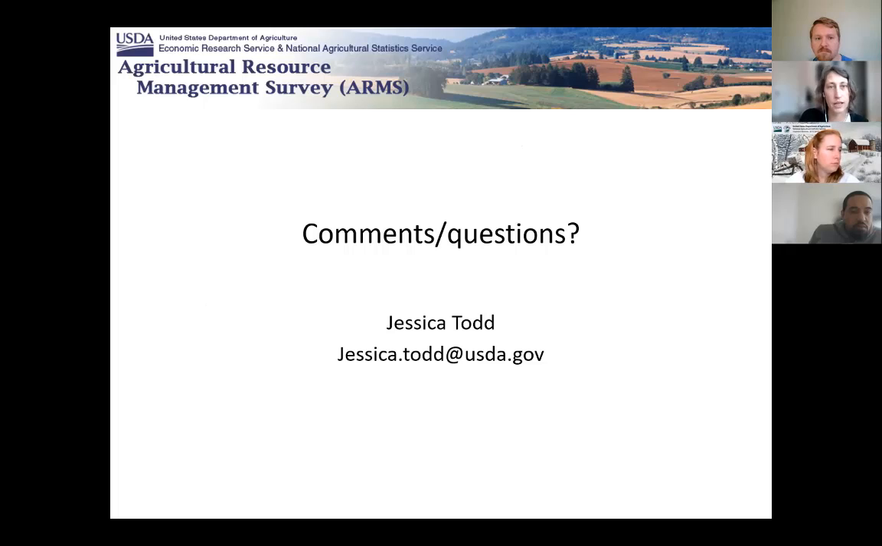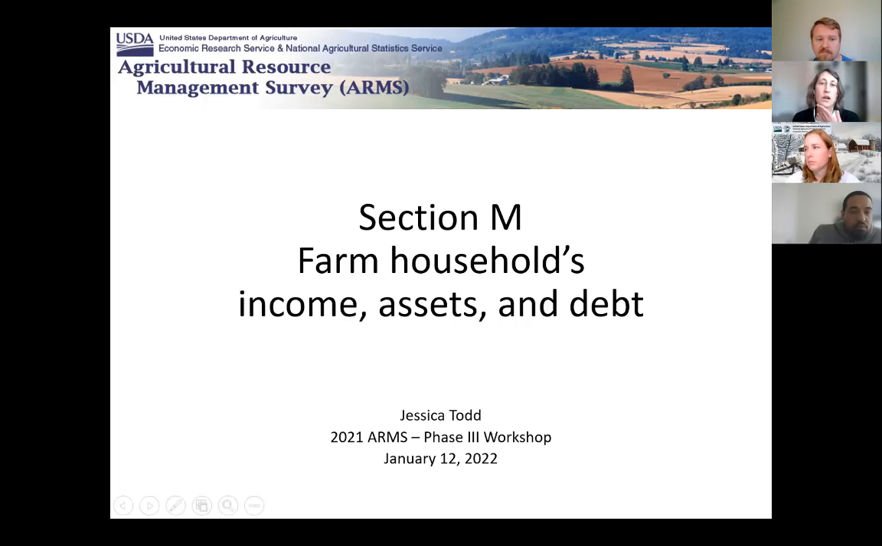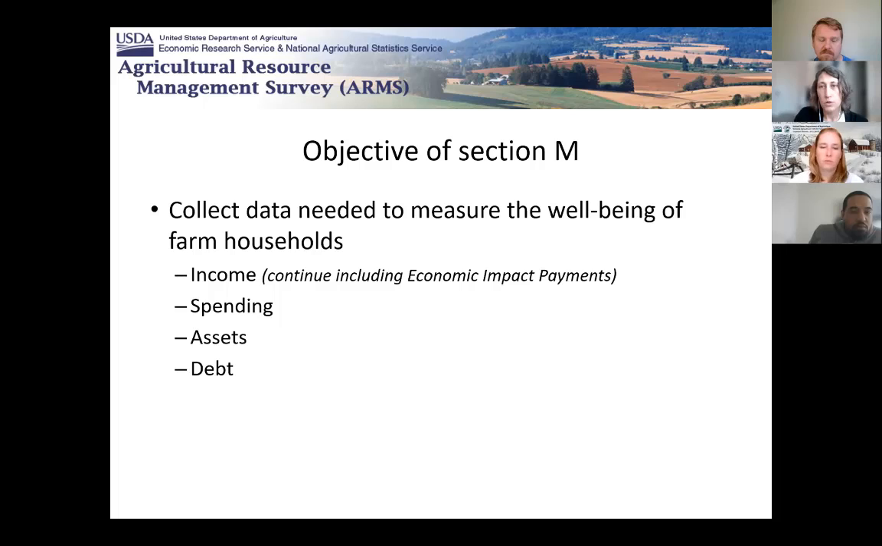Okay, it looks like nothing's coming along, so I will continue with section M, which is really the final section that the respondent participates in. So this section is on the farm household's income, assets, and debt. And when I say farm household, I mean the principal operator's household. So again, the objective is pretty straightforward.